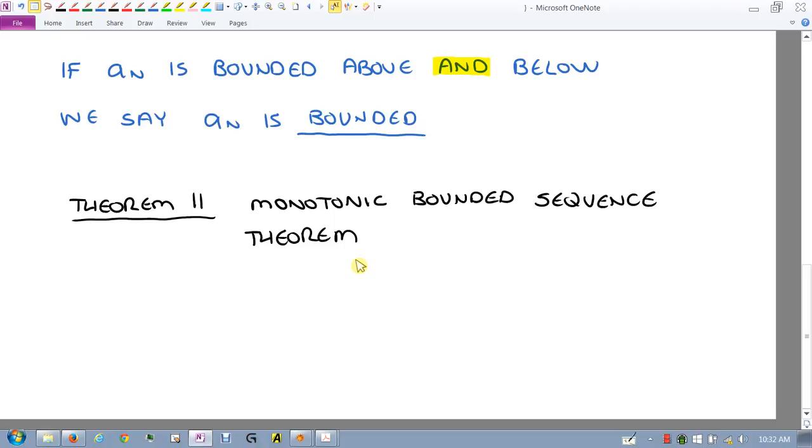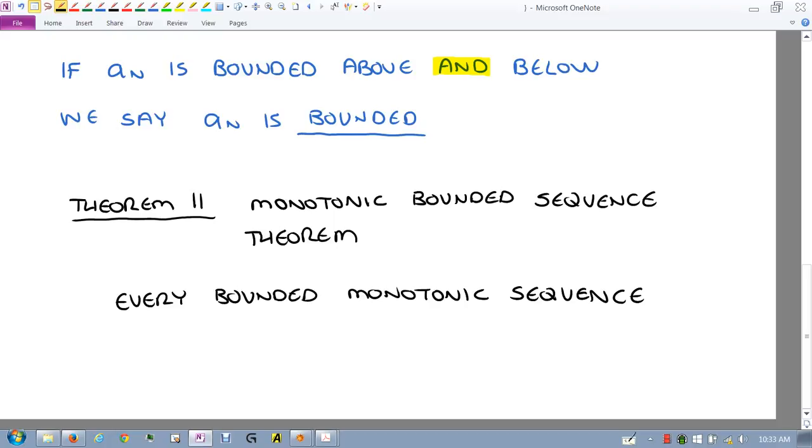So this is what the theorem says. Every bounded monotonic sequence blank. What do you think? Converges.